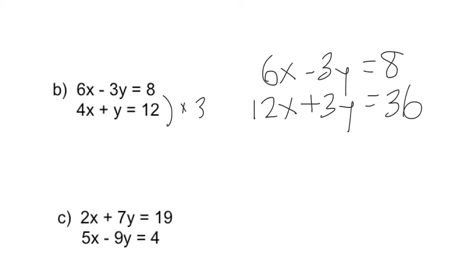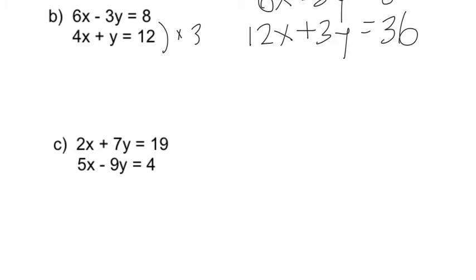Okay. Pause the video now, take a look at the last one, and think, what number could you multiply to get the same coefficient in front of either the x's or the y's? I'm not gonna lie, this one is actually kind of tricky. Okay, so if you weren't sure, you can always multiply both equations by different numbers, and that might make your life easier.